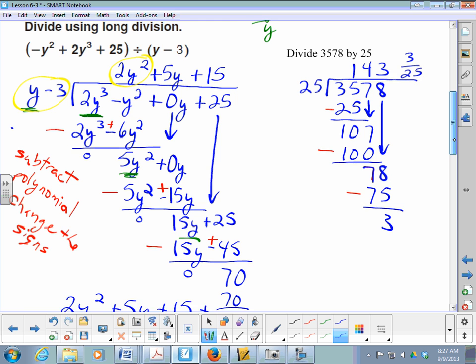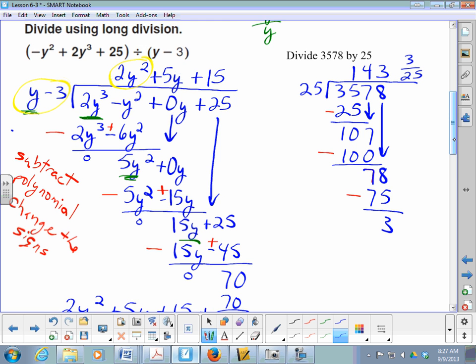Now, how would I check to see if I was right with my arithmetic one? Do what, Brooke? Okay. Times this also, right? So we would multiply our quotient, the answer, times the divisor, and see if we got the dividend. And you can do the same thing with your polynomials. We could take our divisor, multiply it by our quotient we got, and see if we got our dividend.